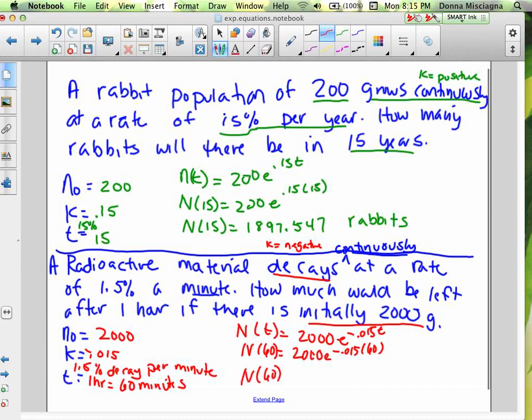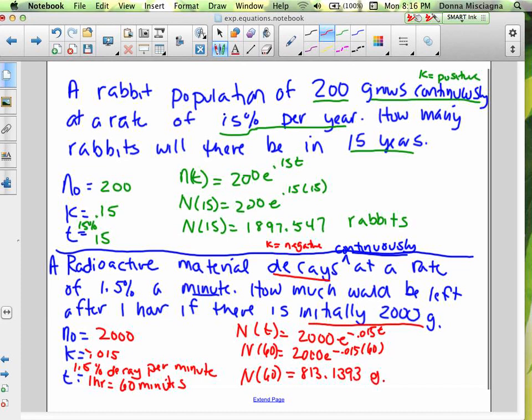Let's calculate out how much is left after 60 minutes. So let's see. We hit second, natural log, and then we have negative 0.015 times 60, close my parentheses, and then multiply that times 2,000. There's going to be 813.1393 grams.